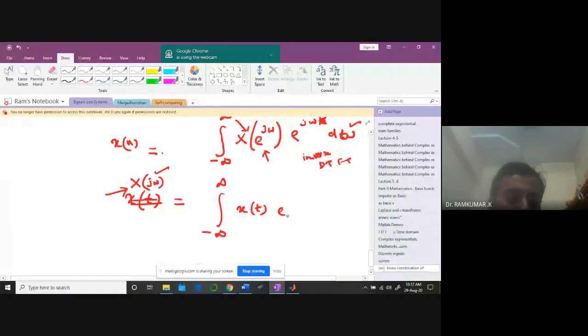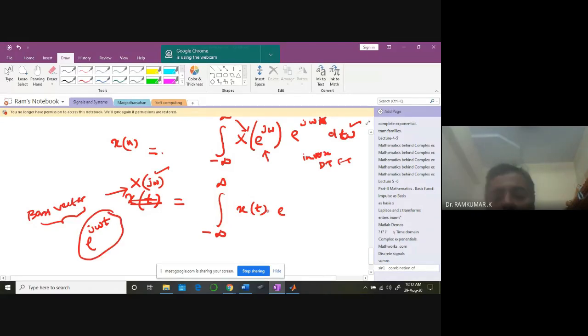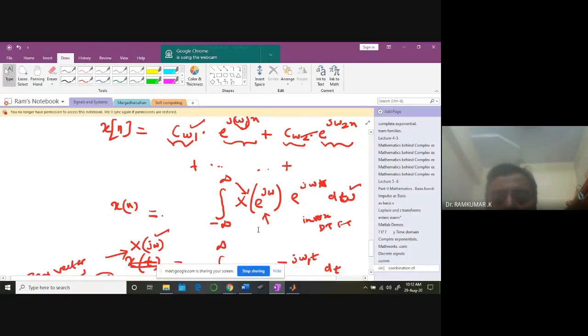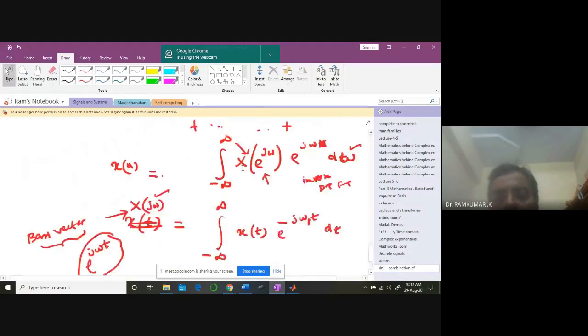What are all the basis vectors for continuous time? In order to take the inner product, I'll be doing it with respect to some basis vectors. Am I right? The basis vectors are e power j omega t. These are all the vectors. So this is going to be e power minus j omega t dt. For one particular frequency, I'll be getting one particular x of j omega, like C omega 1. Then C omega 2, all those values I have to collect.